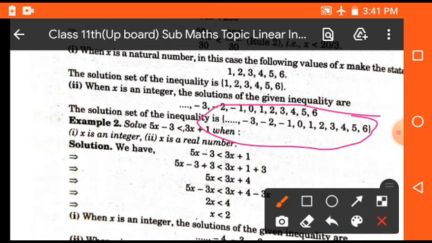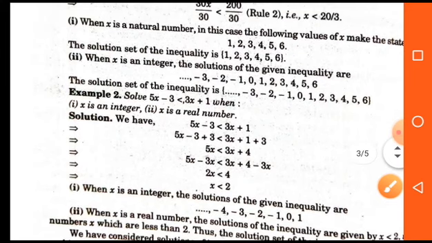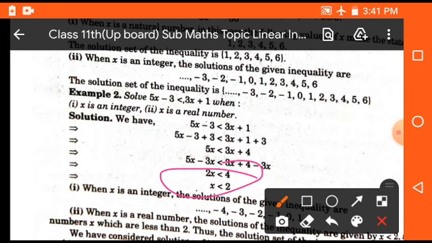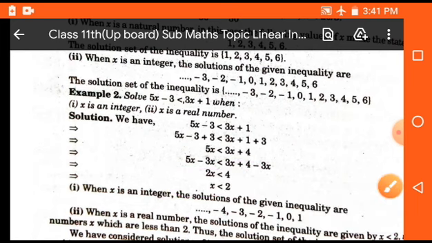Now if we take another example, the next example is 5x minus 3 is less than 3x plus 1. In the same manner, if we solve this linear inequality, we find that 2x is less than 4 and x is less than 2. It means that we can take all the values which are less than 2, that is, minus infinity to plus 2. But plus 2 cannot be considered because it is not included in that inequality.